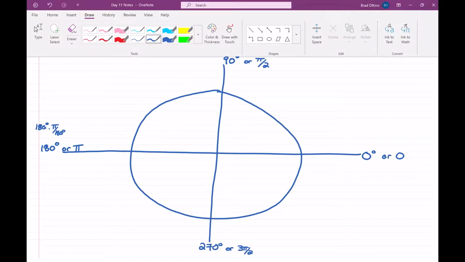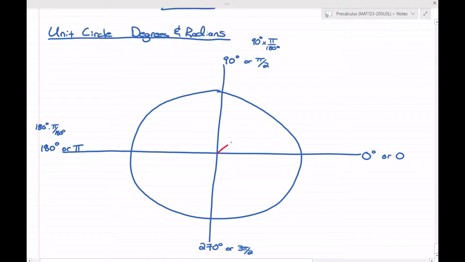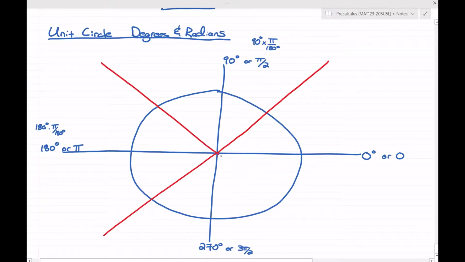Now, let's do 45 degrees. So I'm going to draw a line like right here, and right here, and right here. This angle, if you start on the positive x-axis and go up to this line, that's going to be 45 degrees. And 45 degrees is the same thing as pi over 4.